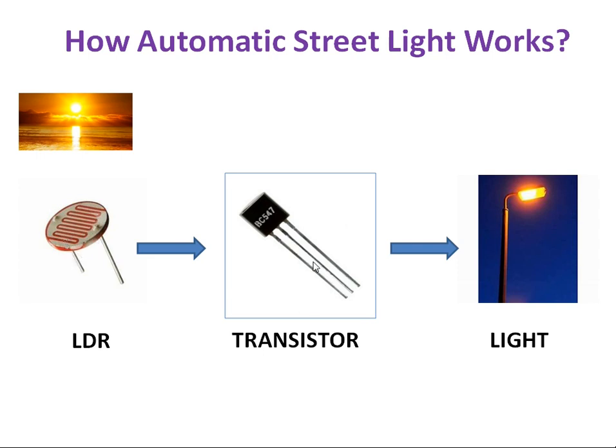Based on the resistance, the transistor will turn the street light on and off. So here the transistor acts as a switch, because the purpose of the transistor is to turn the light on and off. Turn on and turn off means it is a switch. In the previous case your transistor is acting as an amplifier. In the present case your transistor is acting as a switch.